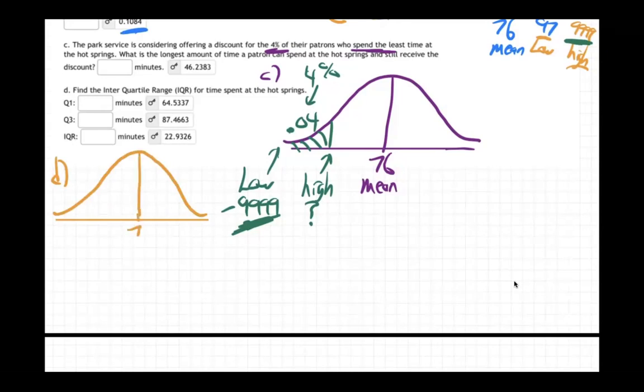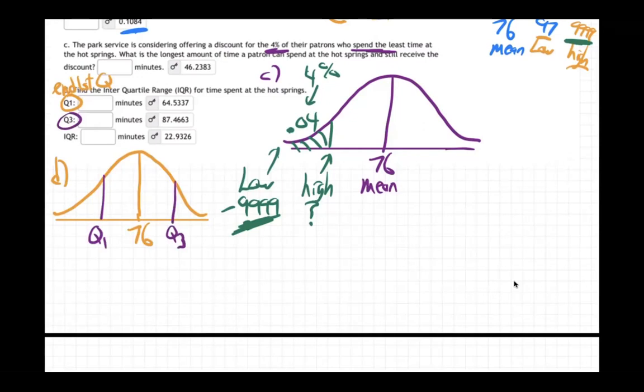The mean, again, the average person spends 76 minutes at the hot springs. Okay. Remember what Q1 is. It's the end of the first quarter, right? So Q1 is going to be right here. Q3 is the end of the third quarter. It's going to be right there.